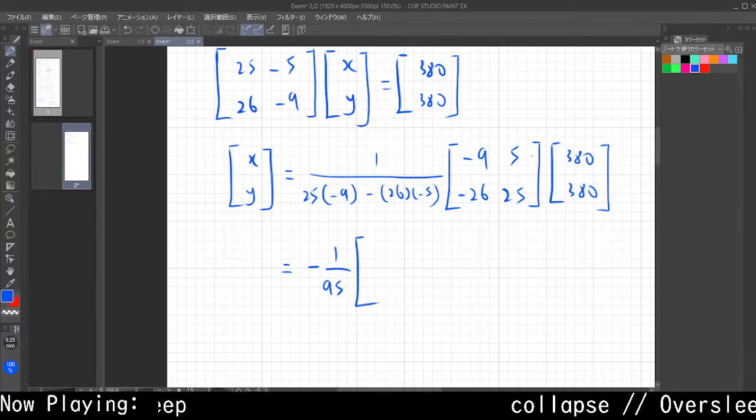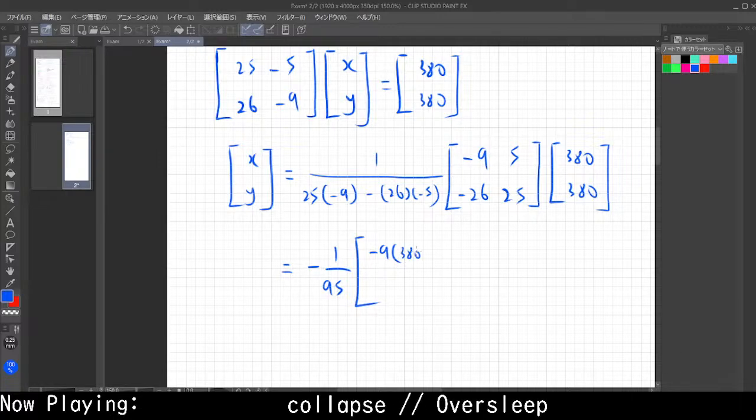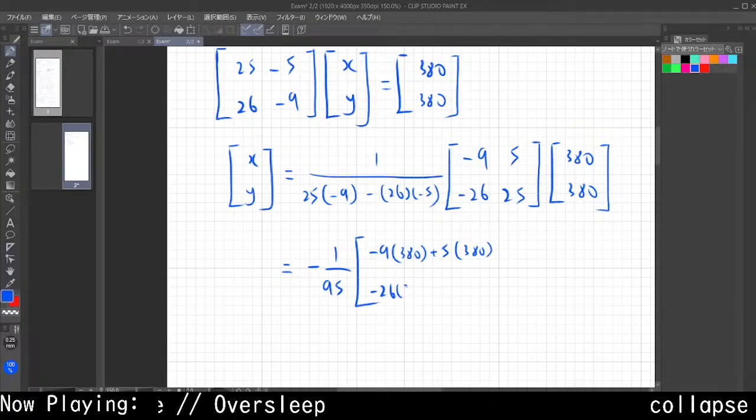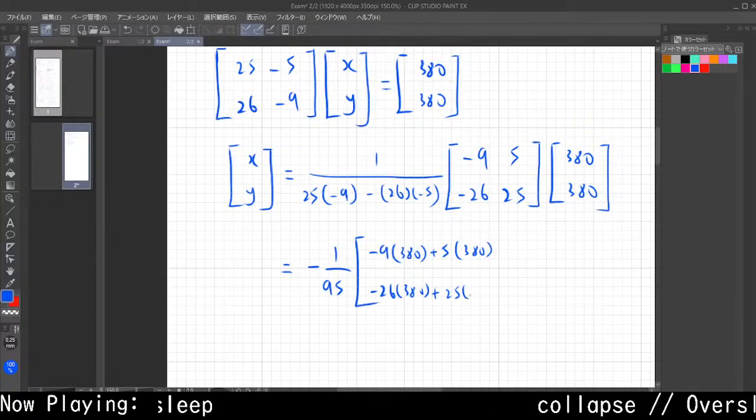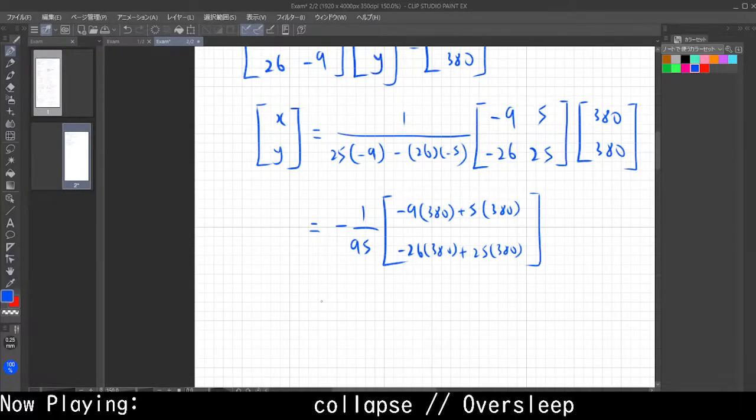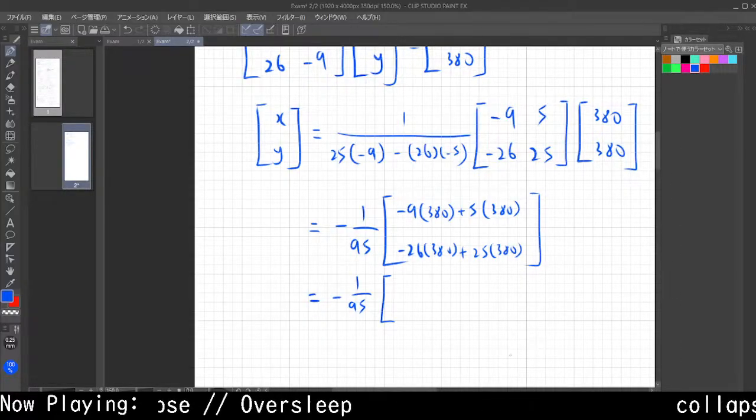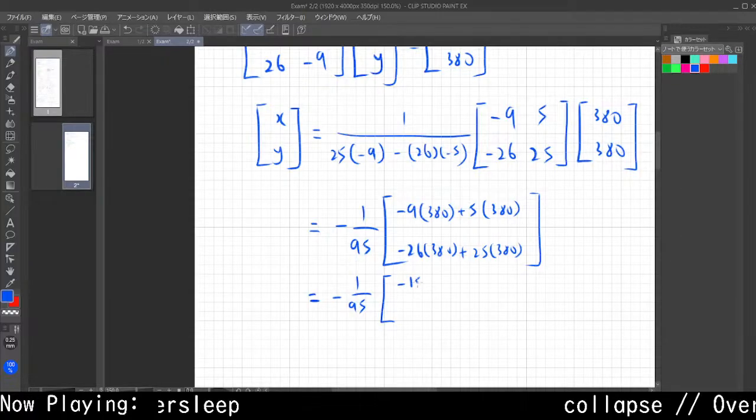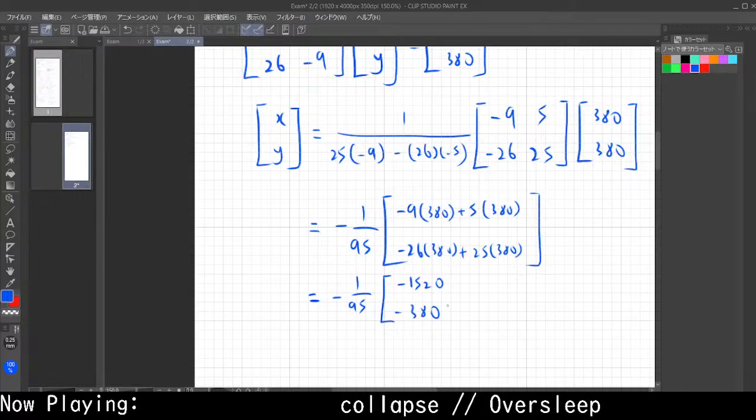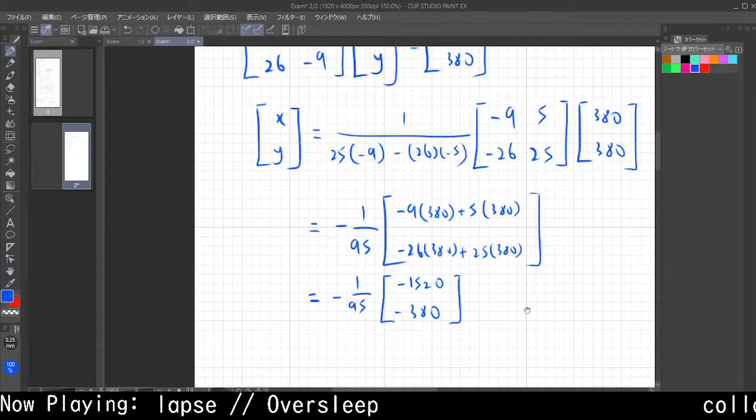Then your 2 by 2 you can multiply by your 2 by 1. So minus 9 multiply 380 plus 5 multiply 380. The bottom, negative 26 multiply 380 plus 25 multiply 380. This looks silly, but it is indeed like that. You put them both into a calculator and reduce it to one line. You should be able to get negative 1520. Let me just double check, and negative 380. Yeah, correct. Let me just double check. Yep, that's correct.